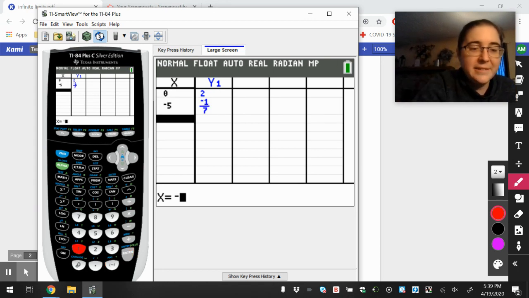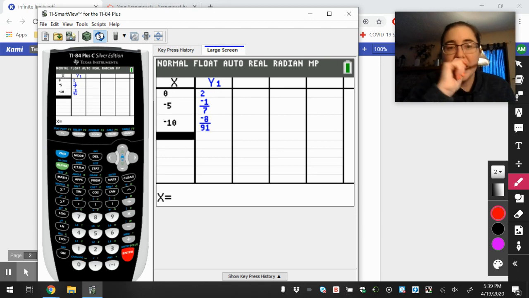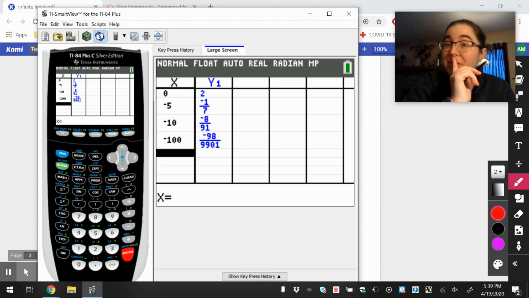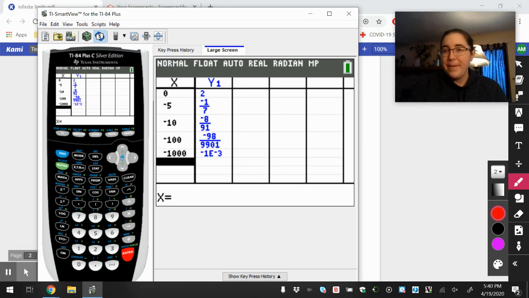Let's get even bigger. So -10. Okay, that's an even smaller number. Let's do -100. Ooh, very small, but close to 0. Let's do -1,000. Uh-oh. Okay, so we're reaching the limits of our calculator now. This is a -1 E -3. That's -1 times 10 to the -3rd. So what is that? 3 zeros and a 1 after the decimal place.